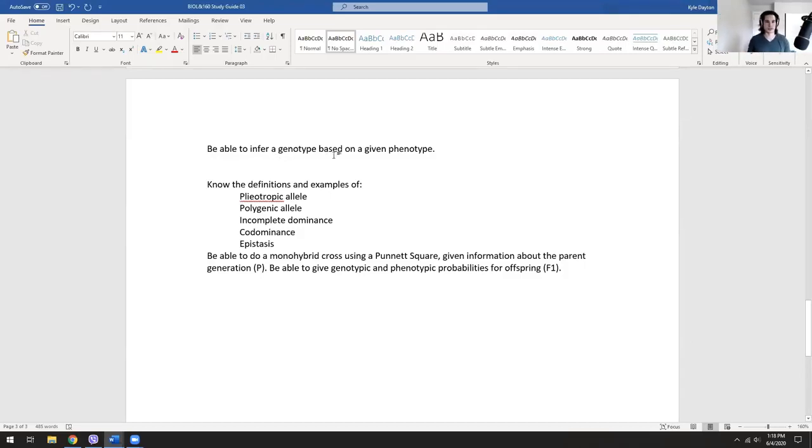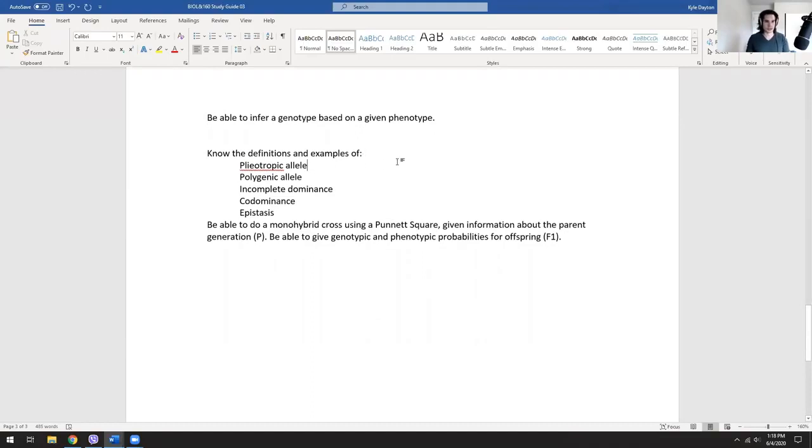Be able to infer a genotype based on a given phenotype. We kind of just did that. Even though we may have been wrong, we could infer your genotype. We're assuming that you're homozygous recessive given your phenotype.